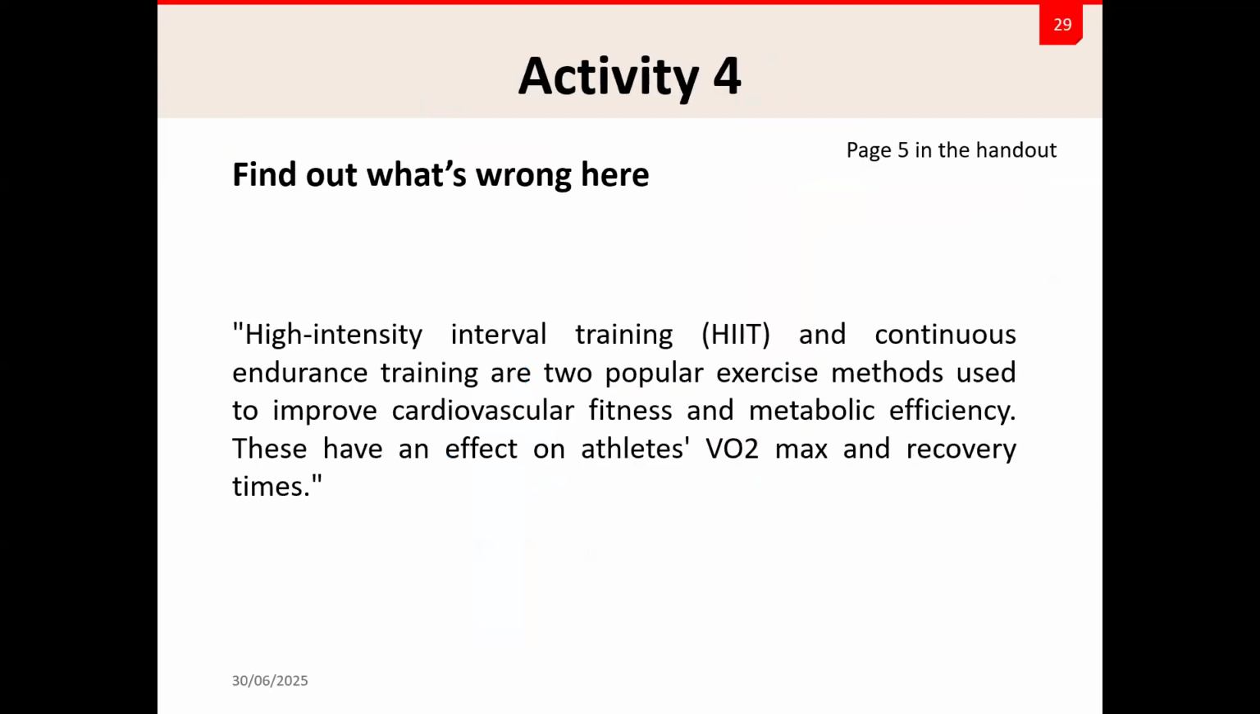So there is another activity, and we could do this one together. Read these two sentences carefully and think about what's wrong here. There's something missing. Can you identify what it is? It says: "High intensity interval training and continuous endurance training are two popular exercise methods used to improve cardiovascular fitness and metabolic efficiency. These have an effect on athletes' VO2 max and recovery times." Do you feel that something is missing here?